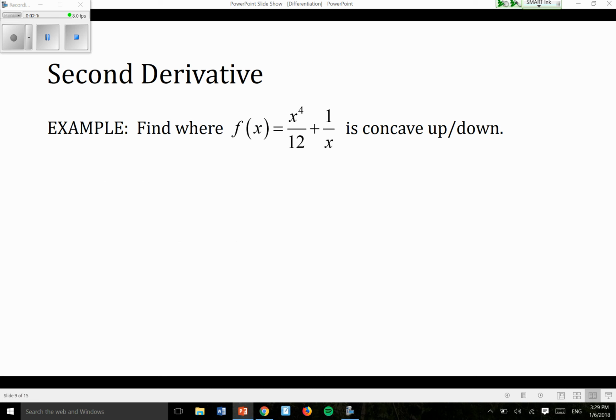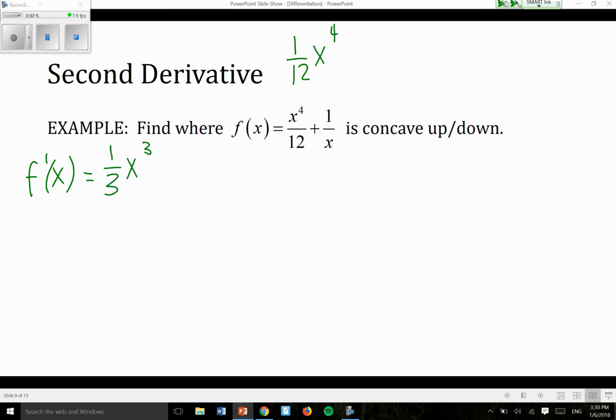We're going to find where this function, x to the 4th over 12 plus 1 over x, is concave up or concave down. Let's start by finding our first derivative. I'm going to work over to the side because there's a lot to do on this one. Please, please, please do not do quotient rule on x to the 4th over 12. Remember, this is really just 1/12 times x to the 4th. So we can just do regular power rule on this. Bring the 4 down, and we get 1/3 x to the 3rd.